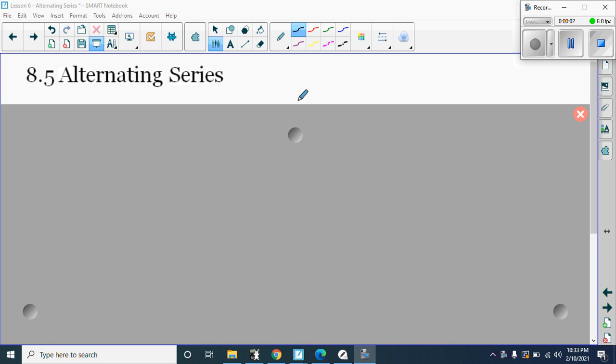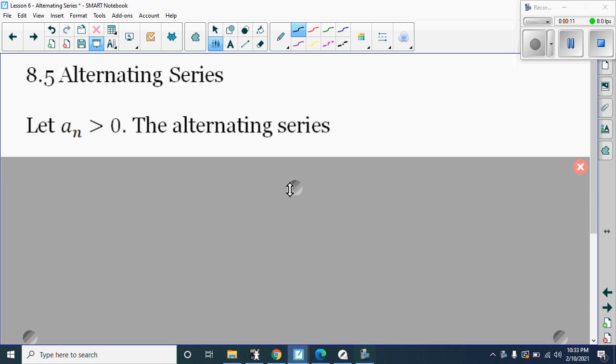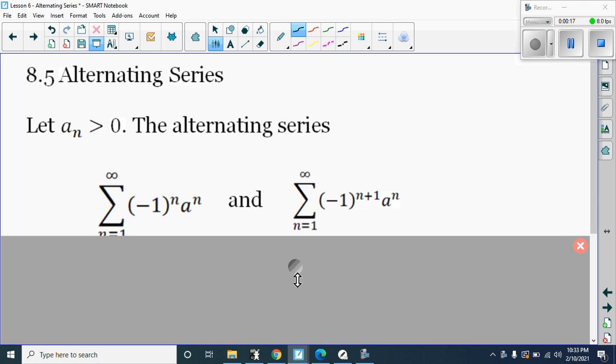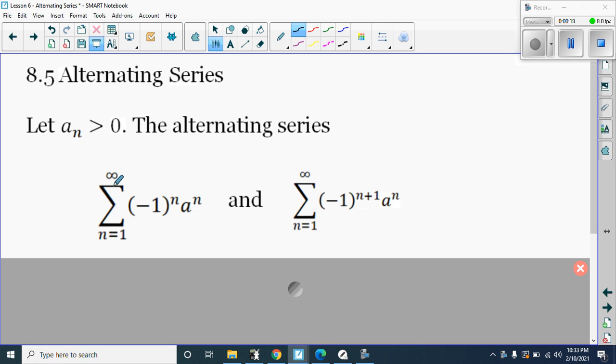This is section 8.5 on alternating series. So it alternates back and forth between positive and negative terms. It says let a sub n be positive terms, the alternating series, the sum as n goes from 1 to infinity of negative 1 to the n times a sub n.